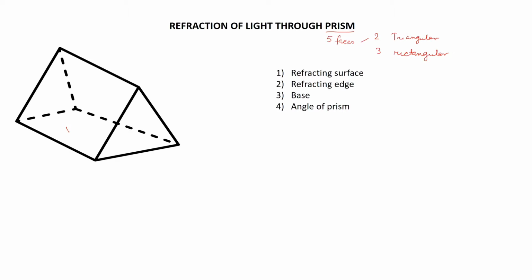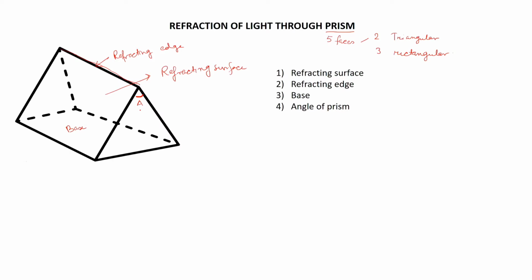This rectangular face is known as the base of the prism, and this rectangular face, this one, and the rectangular face behind it, these two are known as refracting surfaces. Okay, so this one is known as a refracting surface, and where the two refracting surfaces meet, this one is known as the refracting edge. And this one is known as the angle of prism, and it is denoted by capital letter A.